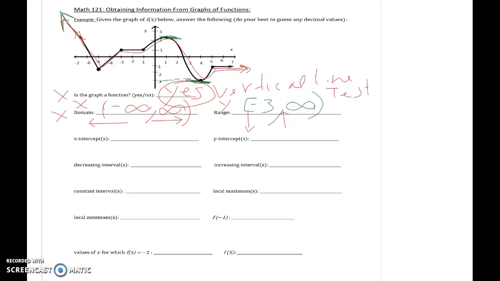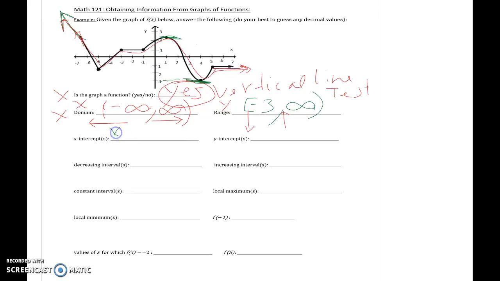Alright, well, I think we're doing good here. What else do we have? X-intercepts. So the good thing about x and y-intercepts is that the name is sort of self-explanatory. The x-intercepts are all the x values at which this graph intersects the x-axis.